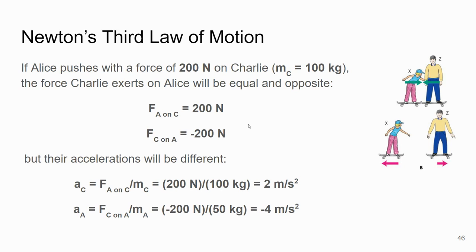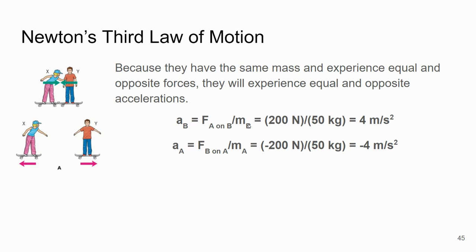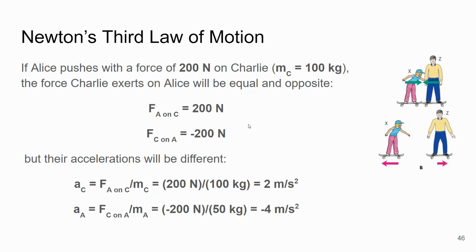So the third law says the forces must be equal and opposite. If you use the second law and solve for the math in this case, you're not going to get the same acceleration. Last problem we did, we had equal and opposite accelerations. In this problem, you don't, because they have different masses. So when you do the math, Charlie's acceleration, a sub c, ends up being 2 meters per second squared to the right, whereas Alice's is still going to be negative 4 meters per second squared, which is to say 4 meters per second squared to the left. So that's how that works out.